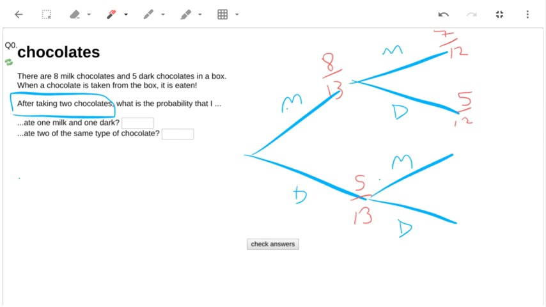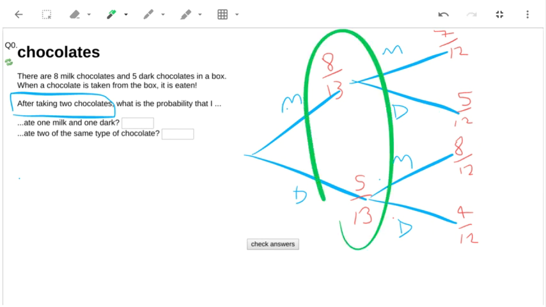Looking at the bottom branch, I've taken a dark. So this one is 1 less. So that becomes 4 from 12. But the milk stays at 8 out of 12. And you can always check if there are any mistakes, because you should see that these add to 1, these add to 1, and these add to 1.